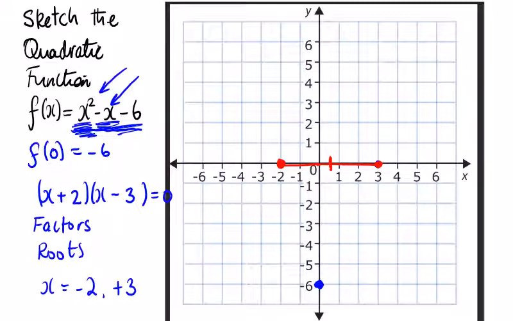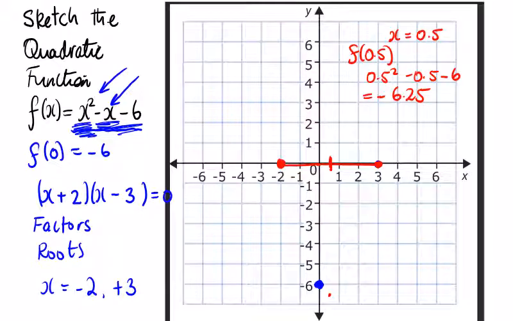So x is equal to 0.5. So we want to find out how far the graph comes down through 6 here. I'm just going to draw this line for a second. Let's put x equal to plus 0.5 into our function. f of 0.5. You'll need your calculator. 0.5 squared, minus 0.5, minus 6, and that's equal to minus 6.25. So you can see just past 6 here, minus 6.25 is approximately here.